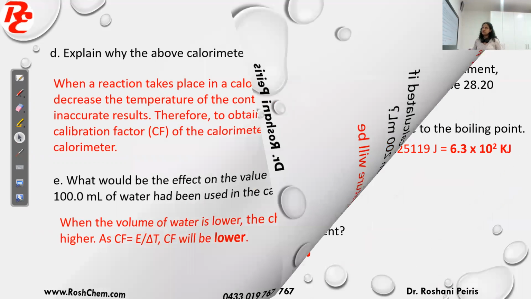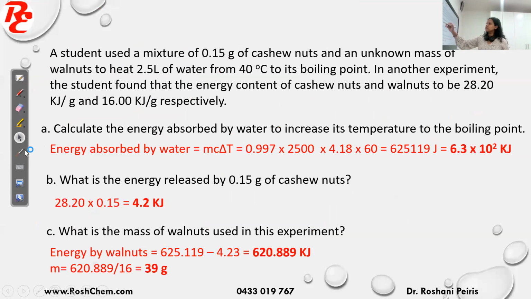Okay, so this is another type of question. The student used a mixture of 0.15 grams of cashew nuts and an unknown mass of walnuts to heat 2.5 liters of water from 40 to boiling point. In another experiment, the student found the energy content of cashew nuts and walnuts to be 28.2 kilojoules per gram for cashew nuts, and for walnut, it's 16. The student is burning a mixture of cashew nuts and an unknown mass of walnuts to heat water, right?